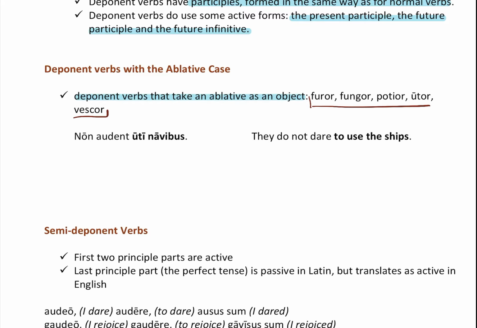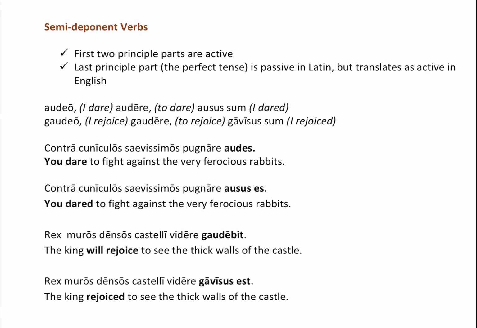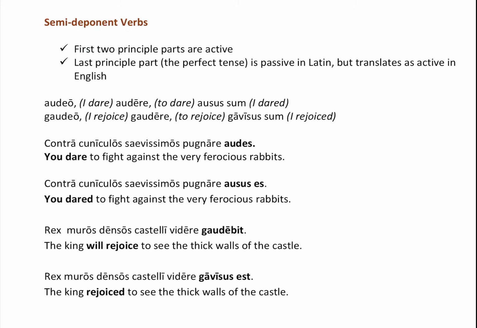Okay, example is: non audent uti navibus. They do not dare to use the ships. So here we have the deponent verb. It's in present, right? And here we have it takes an ablative plural object. Pretty simple. Just know that's why the ablative is going to show up, especially if you're looking at those verbs.